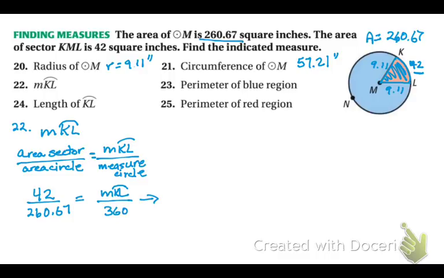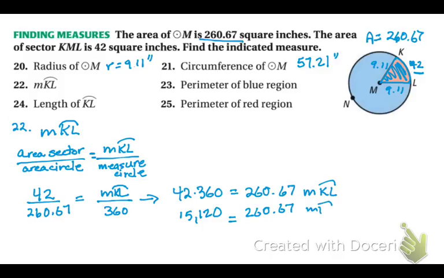Okay, we take that and we do our cross multiplication. So 42 times 360 is equal to 260.67 times the measure of our KL. So 42 times 360 is 15,120 equals 260.67 times MKL.